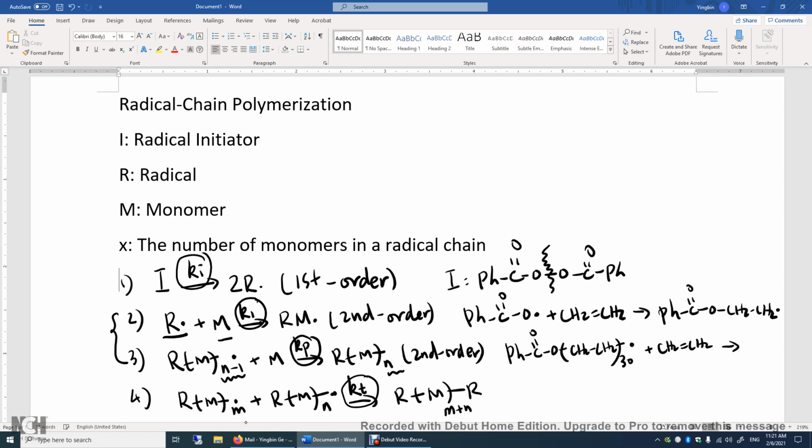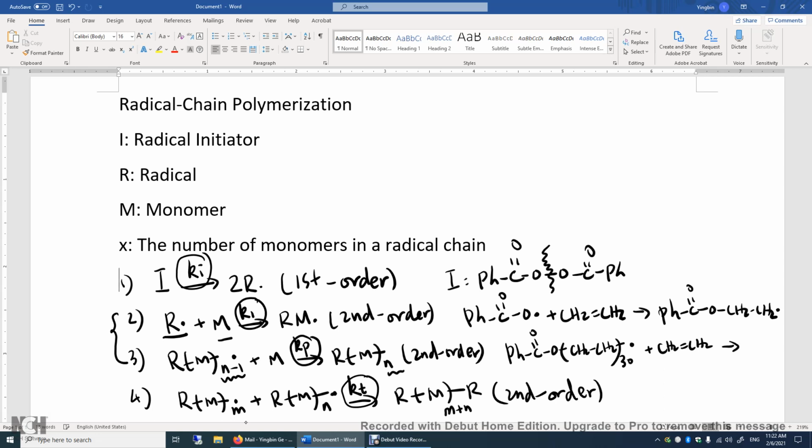k sub I can be small. This is because, after all, we need to break an oxygen-oxygen single bond. The bond strength is not as strong as many other bonds, but still you need external energy to break this bond. So k sub I is typically small. And also there's a difference here. If you look at step 1, this is a first order reaction. But step 2 and step 3, which I call propagation, are second order reactions. And finally, if you look at the last termination reaction, it's also second order. So I'm going to put it here, second order.